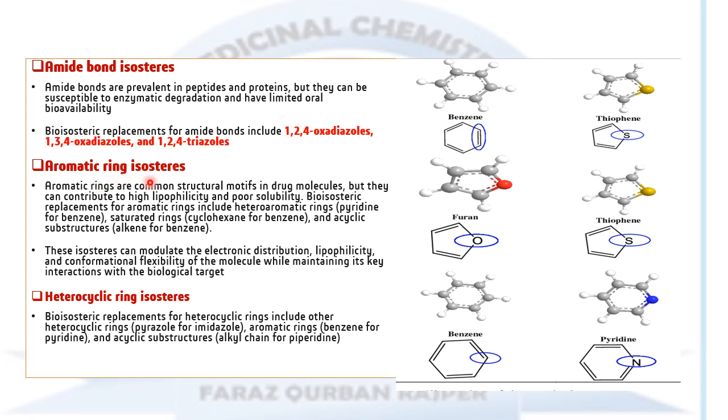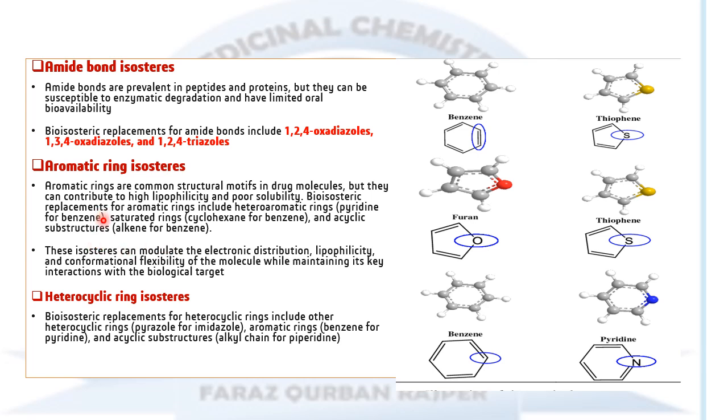Another functional group example is the aromatic ring isosteres. The aromatic ring benzene has high lipophilicity and solubility issues, so it can be replaced with other bioisosteric equivalents like pyridine, which is a heteroaromatic ring, and it can be replaced with a saturated ring like cyclohexane, or an acyclic equivalent like alkene.